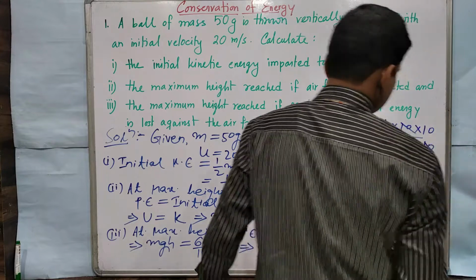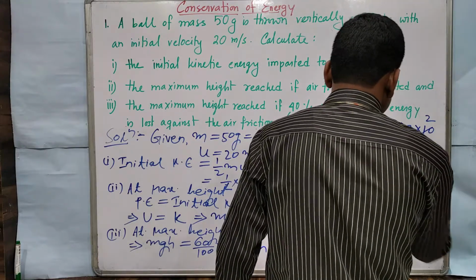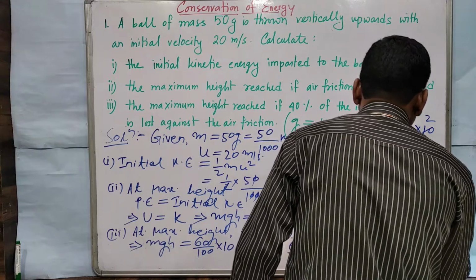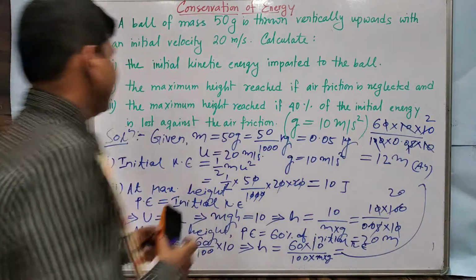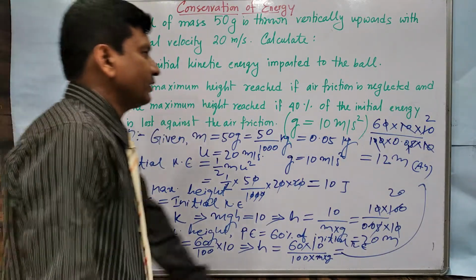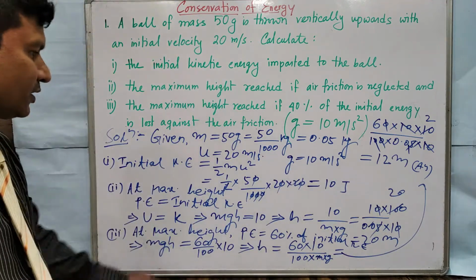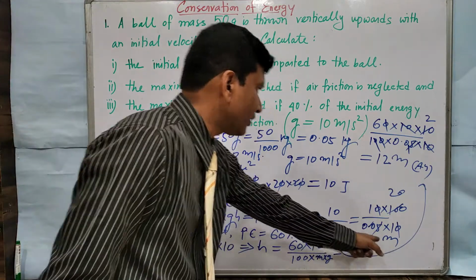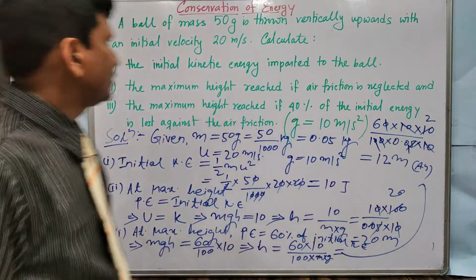Here we will multiply 10. So 5 got over here, 2. Therefore you are getting 6 into 2, that is 12. 12 what? 12 meter. This is the answer. So the maximum height reached if 40% of the initial energy is lost is how much? 12 meter. If no energy is lost, that was coming 20 meter. If 40% of the energy is lost, then the maximum height reached will be 12 meter.